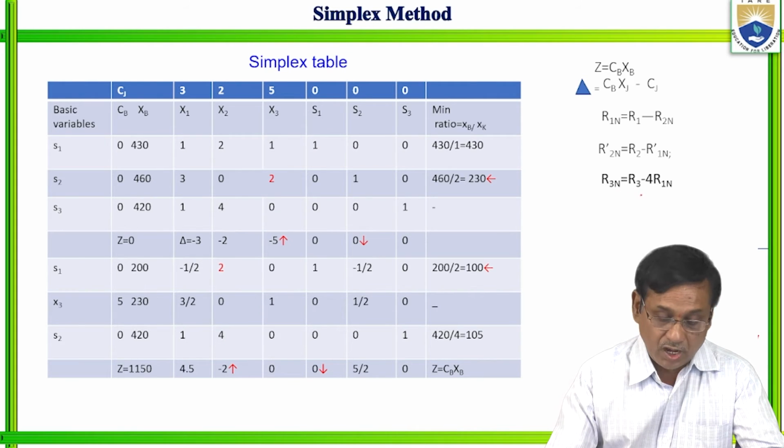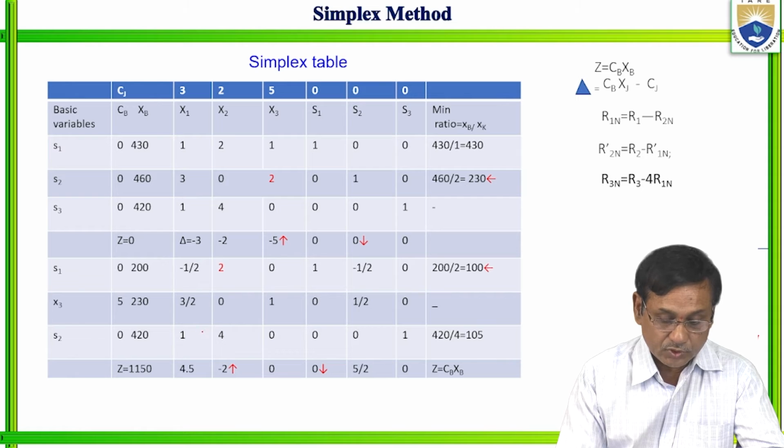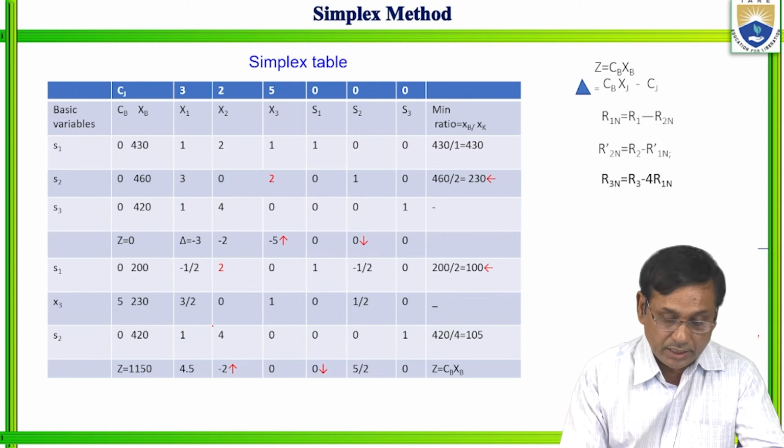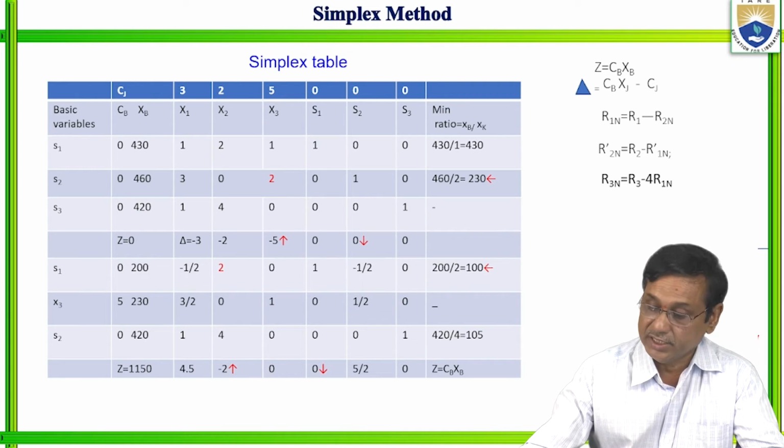For that, we have to do the operation R3 is equal to R3 minus 4 times R1. Why? Here 4 is there, here 1 is there. So we have to make this element equal to 0. For that we have to do the operation R3 minus 4R1. So here 1 is there, so that here 1, 4, 0, 0, 0, 1. We have to make 4 equal to 0. For that we have to do the operation R3 minus 4R1. So 4 minus 4, this becomes 0. Like that we have to calculate the values here.